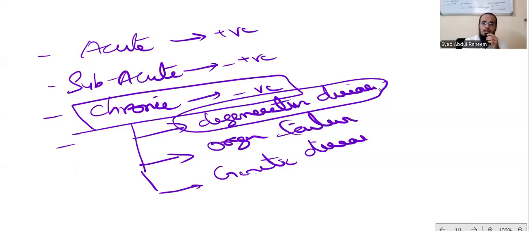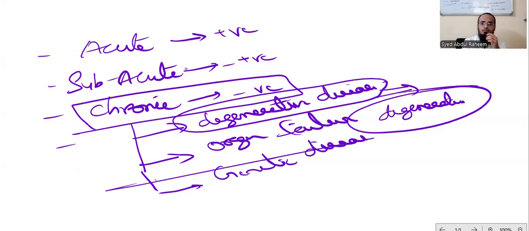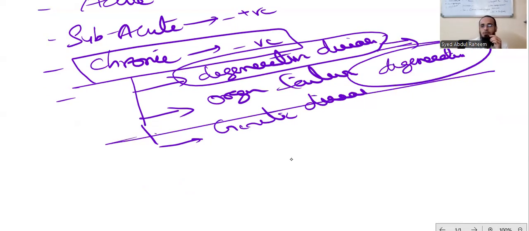Can anyone tell me what is meant by degeneration? Fluids and cartilage. You can answer in the chat box also, no issues, if it is difficult to answer. What is meant by degeneration?